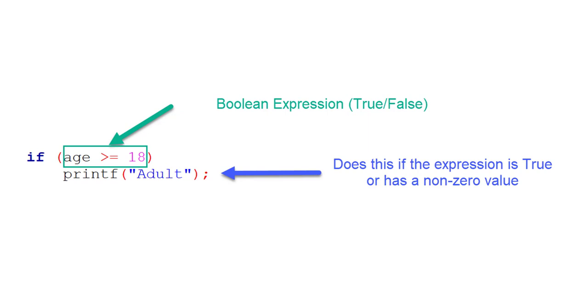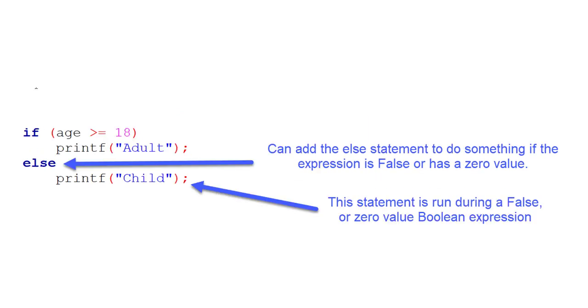So if I were 22, then that would be a true statement, or in other words, it would read a 1. So if 1, meaning if true, then it's going to print adult. However, what if I'm not? What if I'm 16? Then we can do what we call an else statement. An else statement you can add to do something if the expression that you were testing is false or has a 0 value. So that would be what we would do on here.